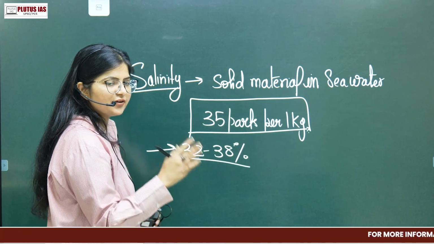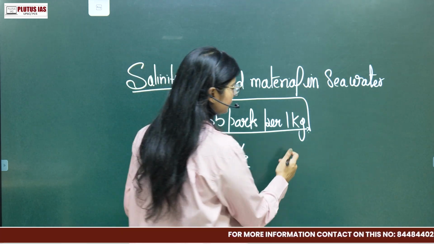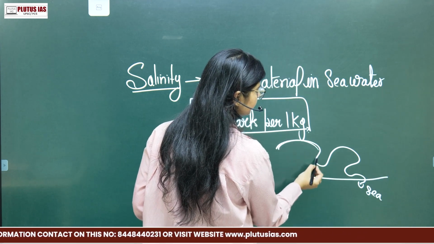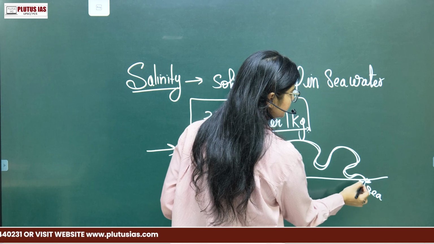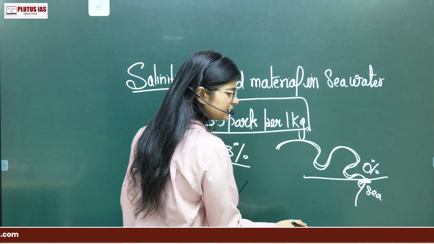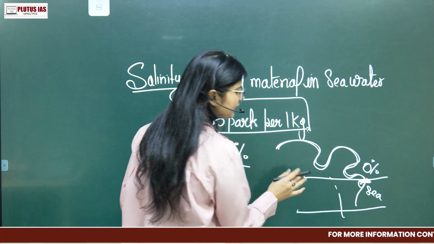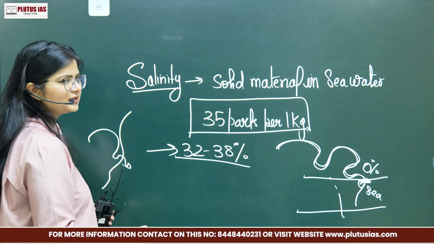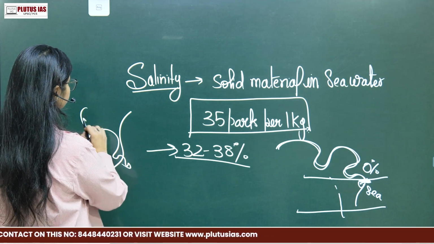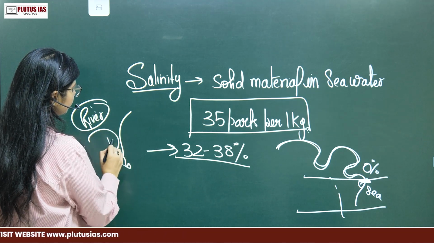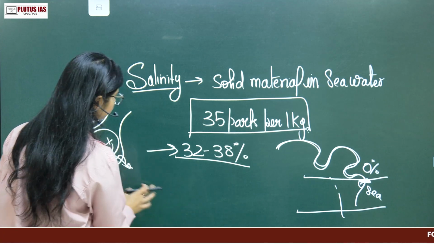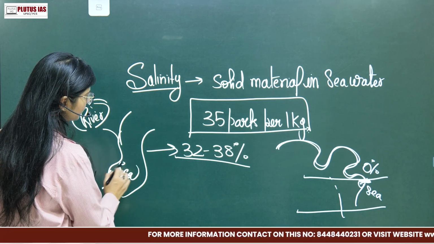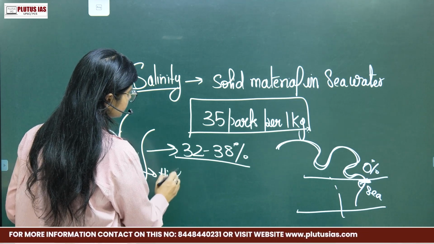It varies. Where can the salinity be zero? For example, where the rivers are dumping themselves into the sea, at this point the salinity can be 0%, right? But there are areas where there is no influx from the river. When there is no influx from the river and no draining happening at this point, this sea will have the highest salinity.